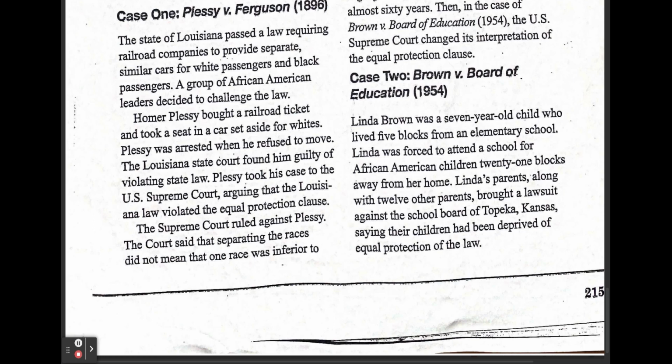Paragraph 2. Homer Plessy bought a railroad ticket and took a seat in a car set aside for whites. Plessy was arrested when he refused to move. The Louisiana State Court found him guilty of violating state law. Plessy took his case to the U.S. Supreme Court, arguing that the Louisiana law violated the Equal Protection Clause. The Supreme Court ruled against Plessy.